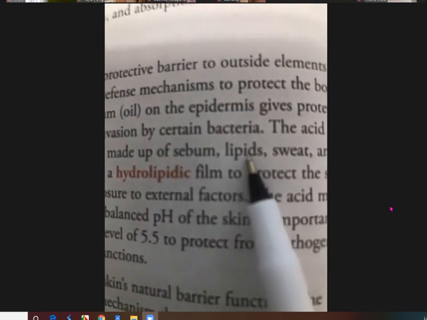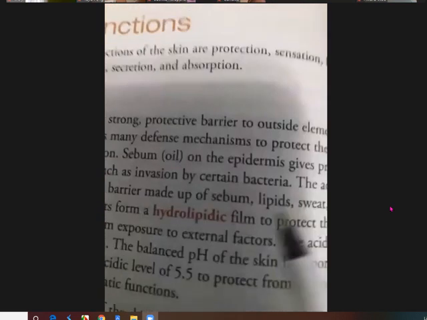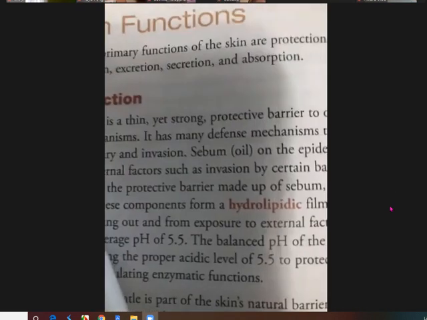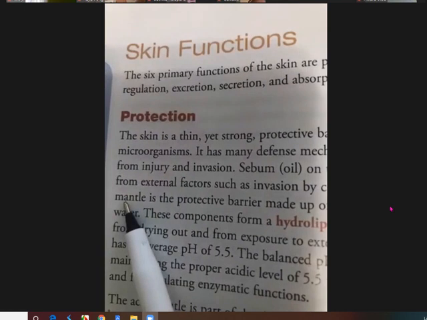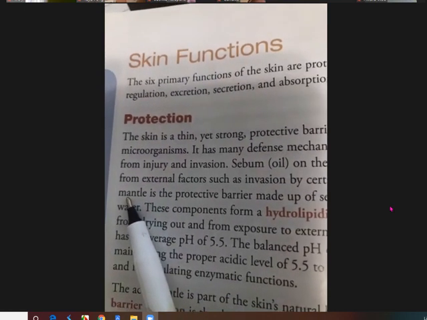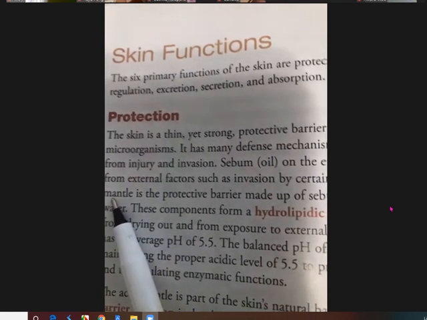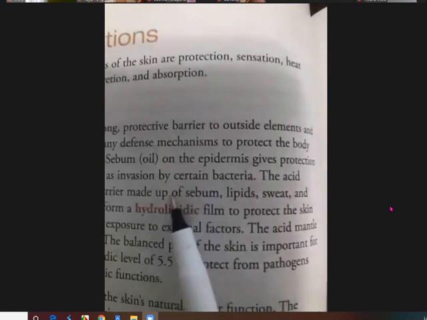Okay, it's a form of oil too. Okay, it's a lubricant. So remember, 你要记住这个字 okay? Acid mantle, 是我们皮肤上面一个保护膜, okay? So it's made of sebum, lipid, sweat, and water.